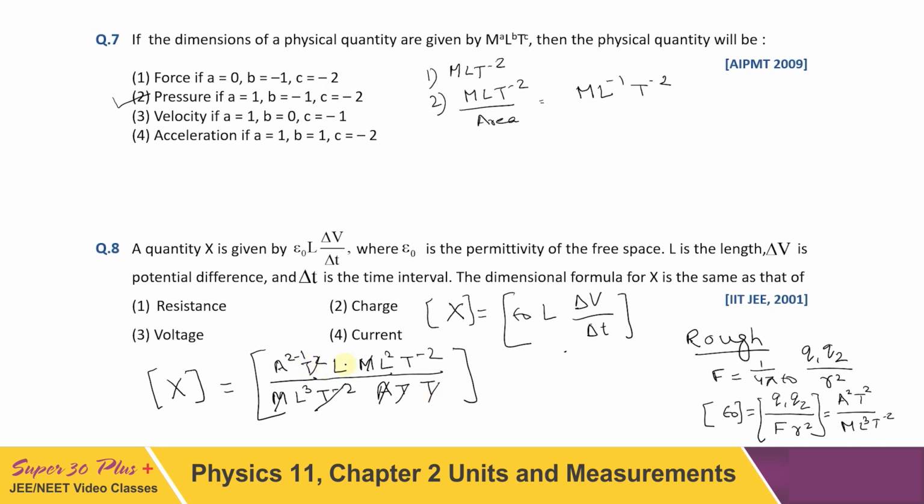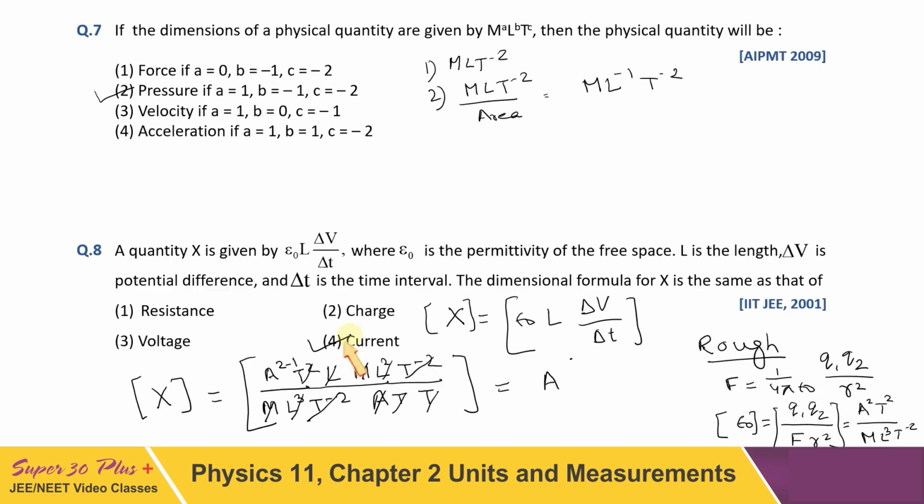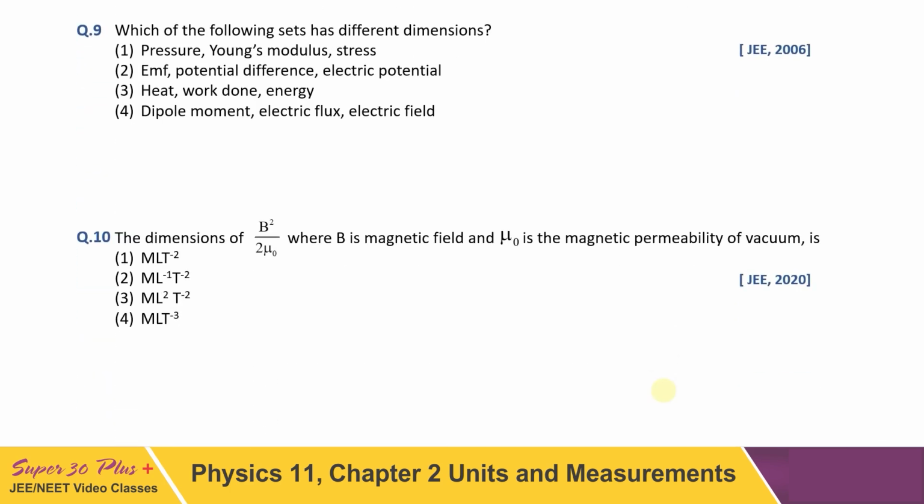In the numerator also T^2 and T^-2 got cancelled. The term remaining is L^3 in the numerator. In the denominator also this is L^3. The only term that remains is ampere, A. So the correct option is current. So far so good. Now let us move to question number 9. Which of the following sets has different dimensions? Pressure, Young's modulus and stress. Pressure is force upon area.